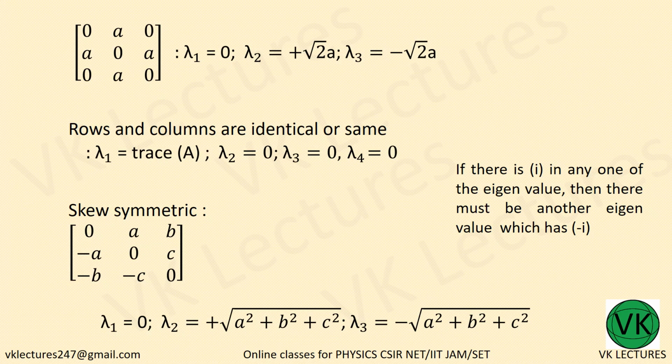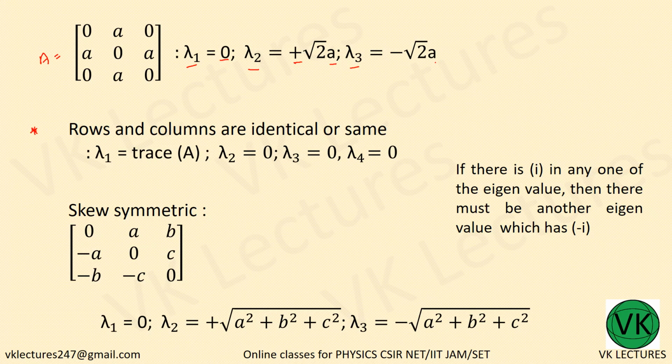Now if the matrix A is 0 a 0, a 0 a, 0 a 0, then lambda 1 is equal to 0, lambda 2 is equal to plus root 2 a, and lambda 3 will be equal to minus root 2 a.